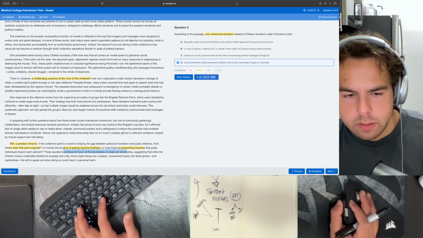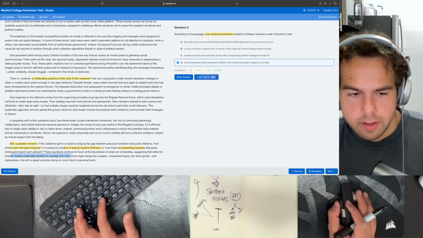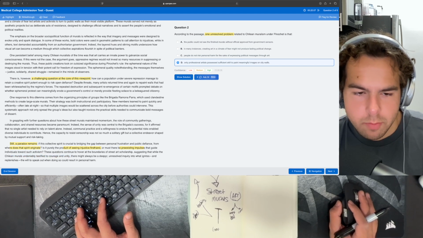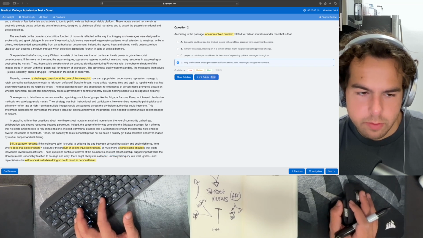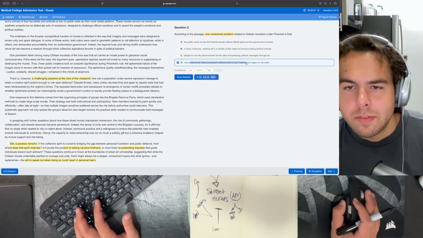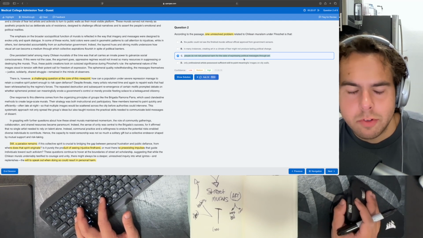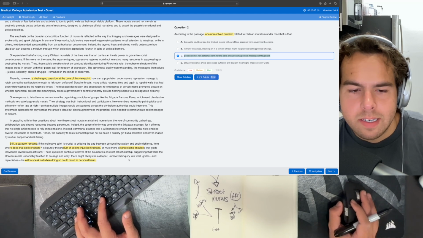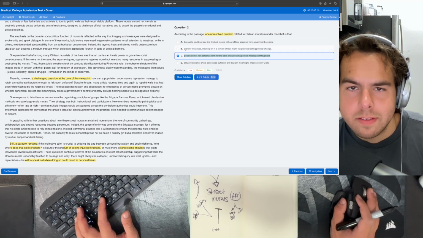These questions continue to hover, suggesting that while Chilean murals undeniably testified to courage and unity, there might always be a deeper, unresolved inquiry into what ignites and replenishes the will to speak out when doing so could result in personal harm. So, it's not about sufficient skill. It's C. People do not risk personal harm for the sake of expressing political messages through art. Yeah, that's a good way to put it.